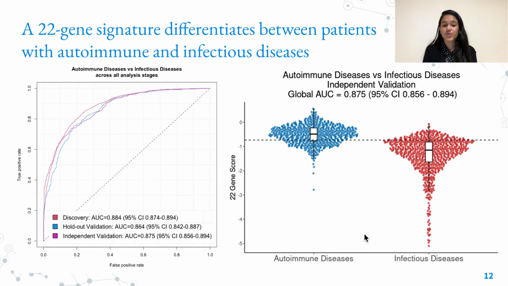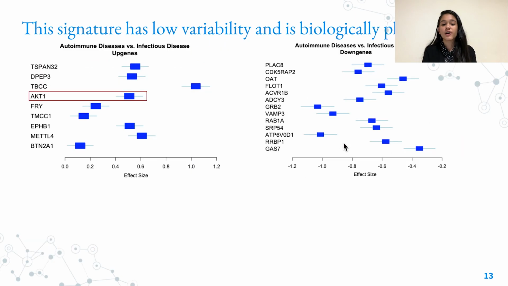The second signature we found separates autoimmune from infectious samples, and this one has 22 genes and achieves an AUC of 0.88. We can see in the bee swarm plot on the right how the samples can be visually separated, as we can see the red or infectious samples are below the dotted line, while the blue or autoimmune samples are above the line. Here, we can see the forest plots for the genes in the signature, and which ones are up and down regulated, and by how much relative to each other.